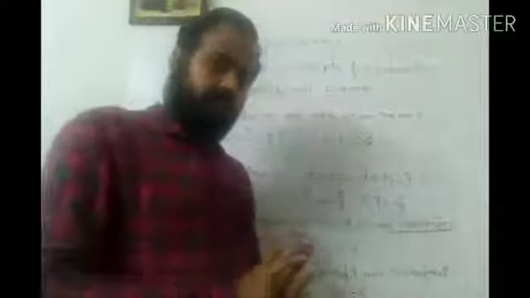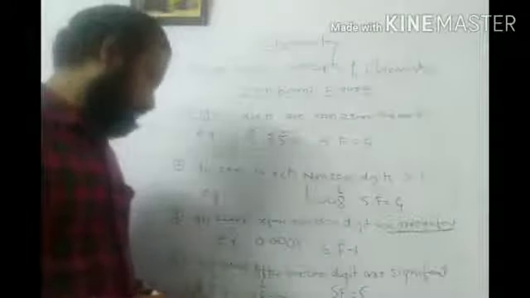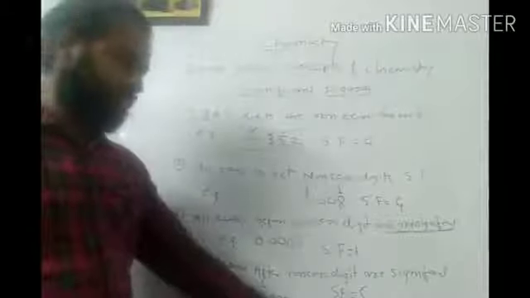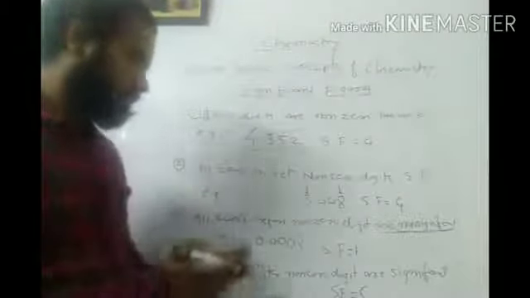So I am going to write down the significant figures for this: 1, 2, 3, 4 and 5. All zeros after non-zero digits are significant. If the zeros are before non-zero digits, they are not significant. Likewise, according to the rule, all zeros after non-zero digits are significant, so for this example the significant figure count is 5.